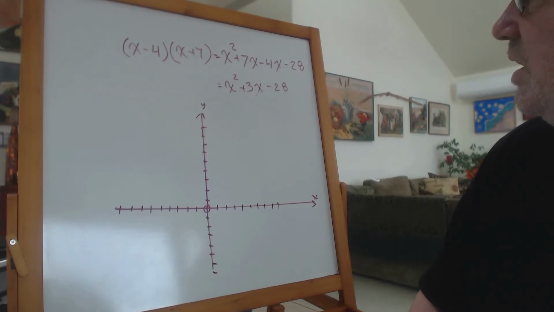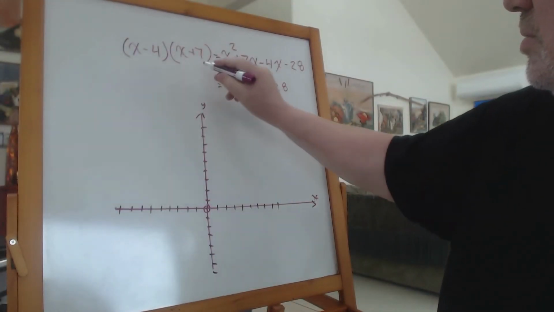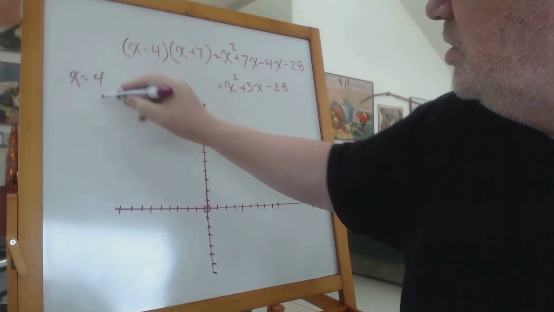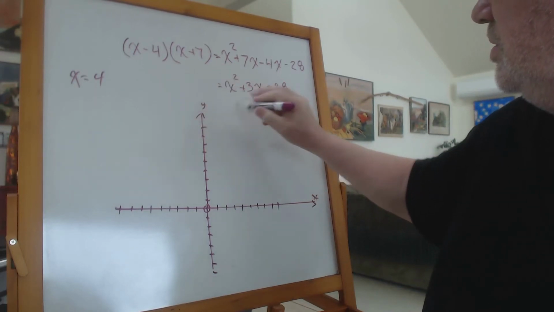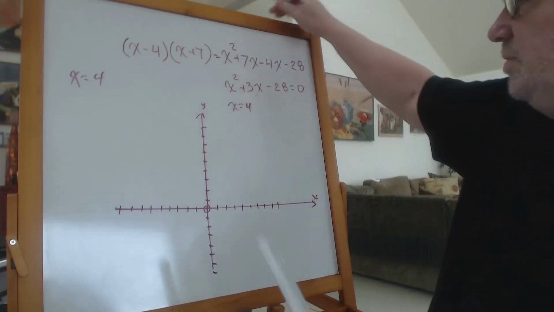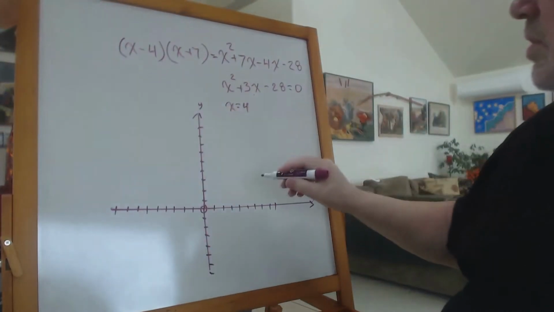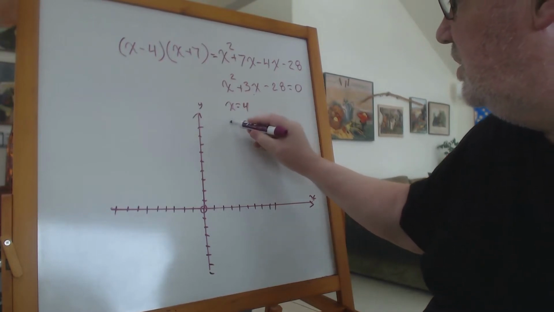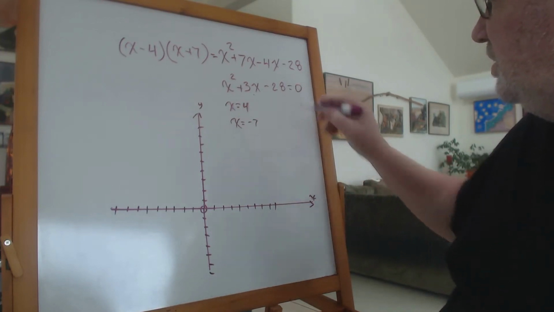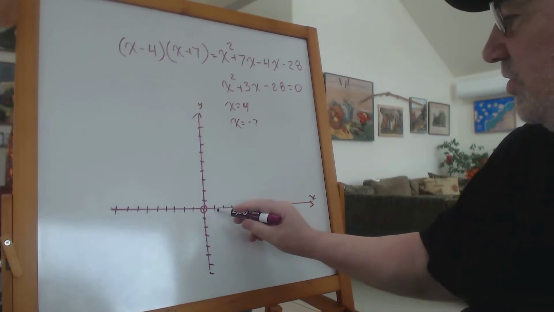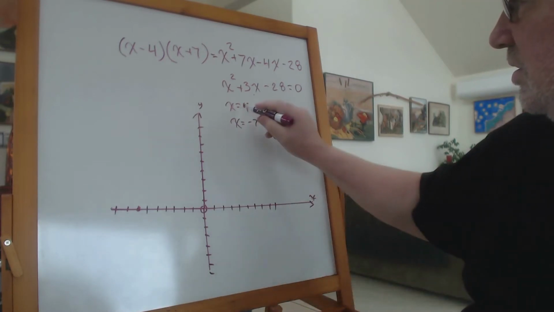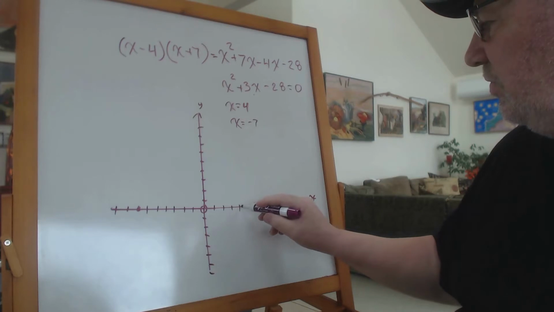And we can say that by looking at this factor, when x is 4, let's write it over here, x equals 4, this is 0. Or when x is negative 7, this function is going to be 0 again. So it's 0 in two places. 1, 2, 3, 4, 5, 6, 7 at that point, and it's 0 at 1, 2, 3, 4.